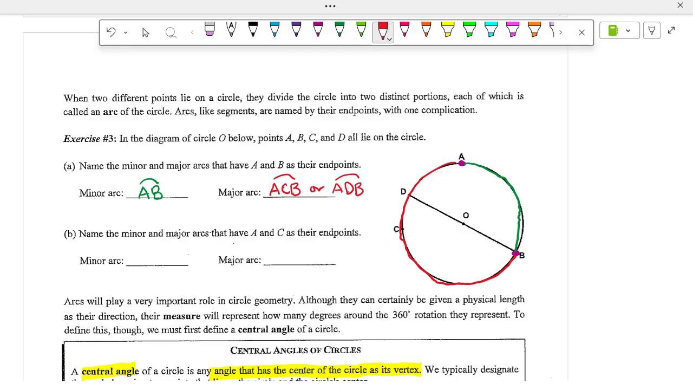Now, they then want us to do the same thing, but with A and C as the endpoints. So now these 2 are the endpoints. So what's the minor arc? AC. What's the major arc? ABC. There's only one way to name that one because B is the only point along that arc. Any questions on naming those 2 arcs?